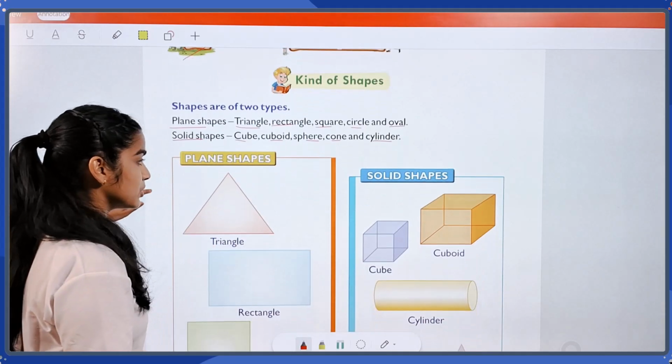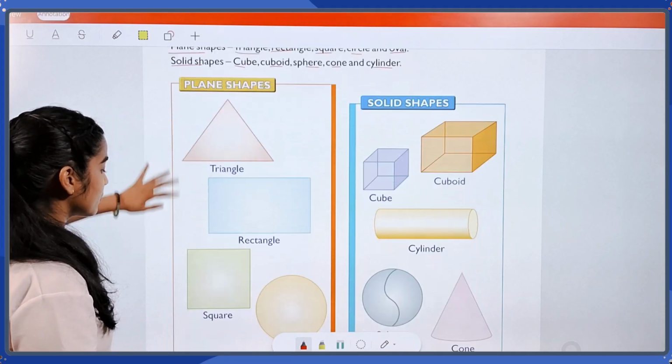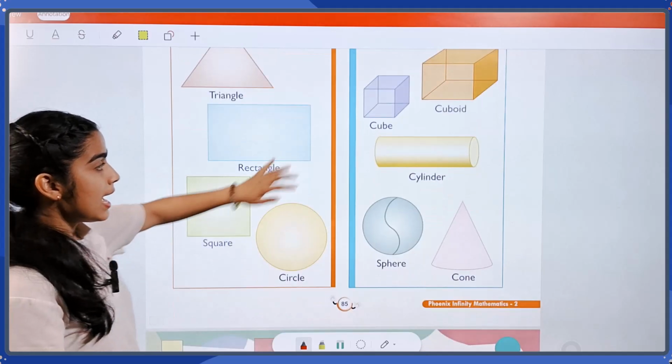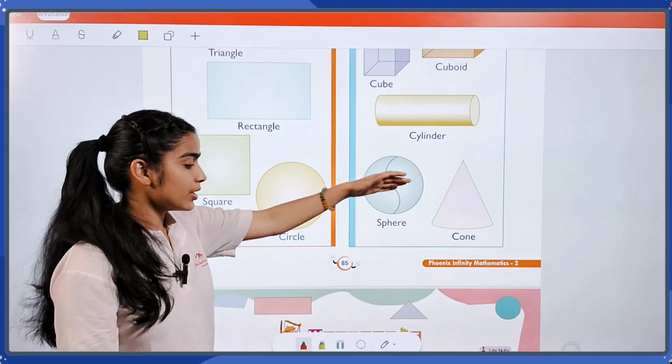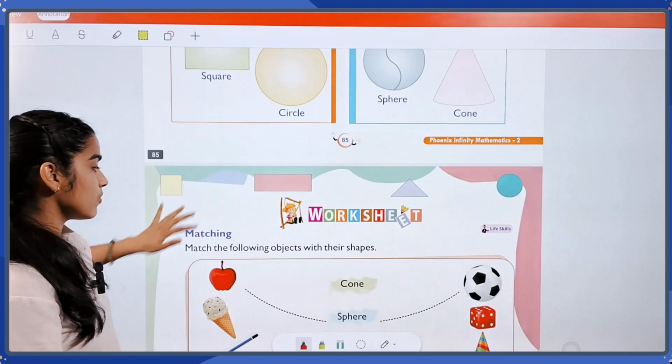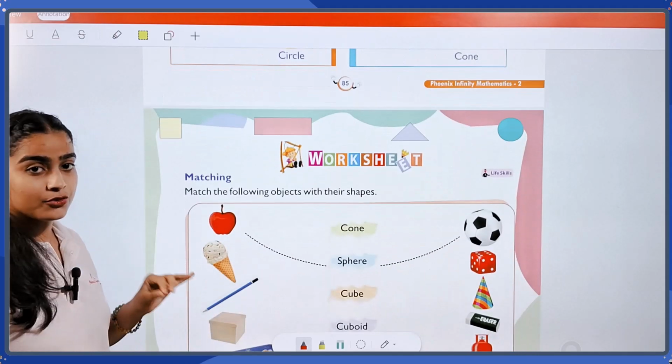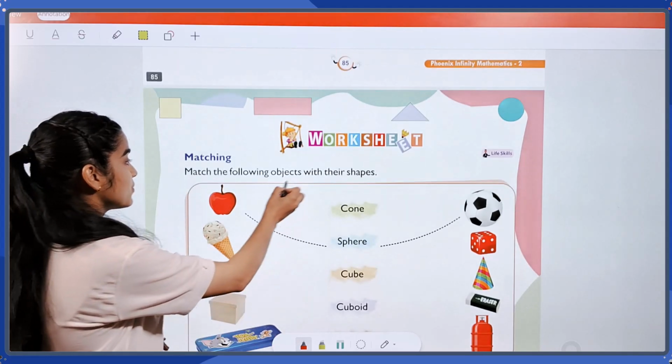So these are the pictures of plane shapes: triangle, rectangle, square, circle; and solid shapes: cuboid, cube, cylinder, sphere and cone. So this is your worksheet. What you have to do is match the following objects with their shapes.